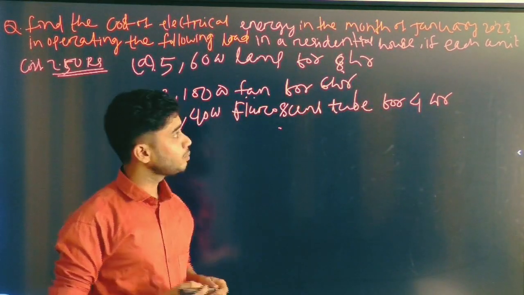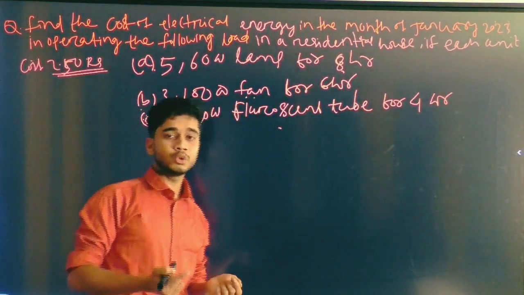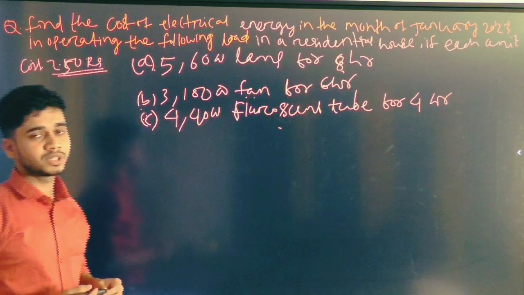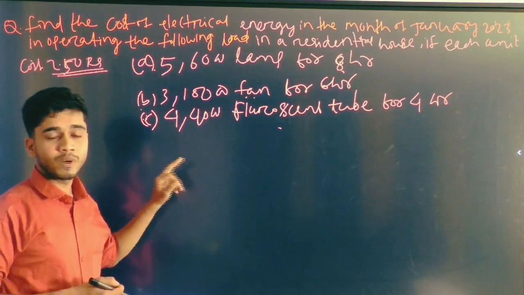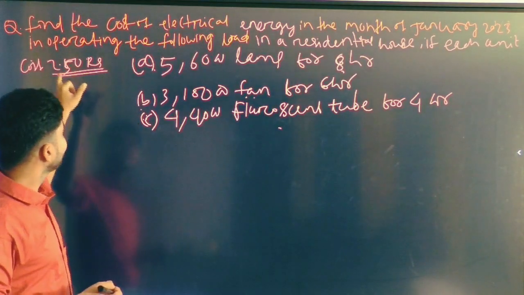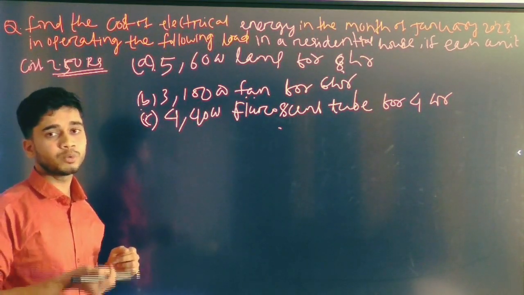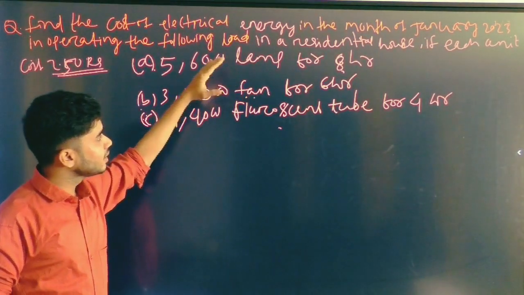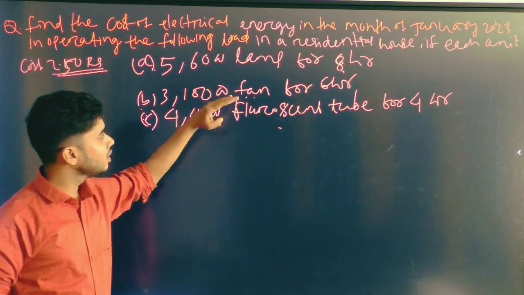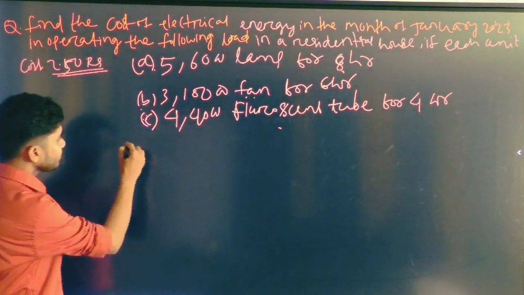We need to calculate, after the end of the month of January, what is the amount of electricity bill we have to pay. For each unit we have to pay a cost of 2.50 rupees. So first of all you need to calculate the total energy consumed by the house in 1 month. Then we can easily calculate the amount of rupees you have to pay to the electricity company, since for each unit you pay 2.50 rupees. There are different types of load inside the house: lamp load, fan load and fluorescent tube. So let's start with the lamp load.